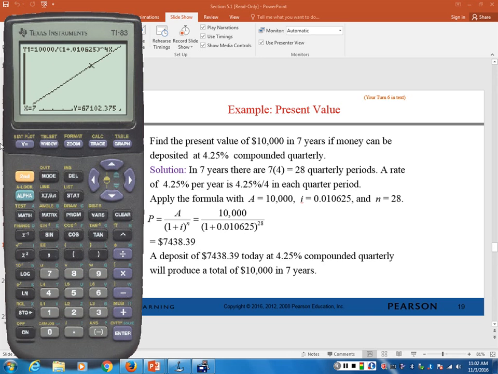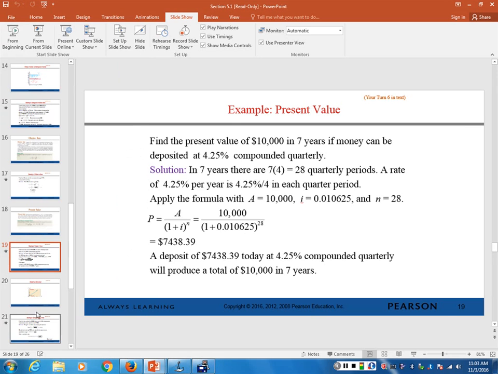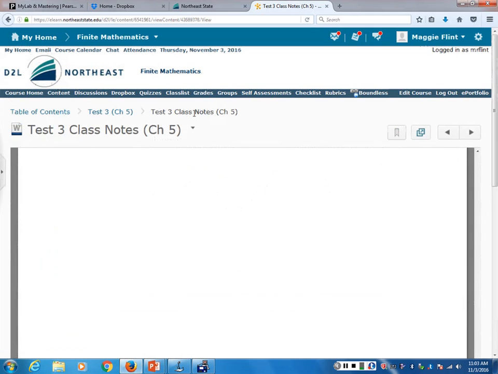That didn't work, so I'm going to enter my formula. Let me look at my formula. Okay, I can't see what I did, which happens sometimes because I think what I did was right. So let's go look at the technology note in the book.